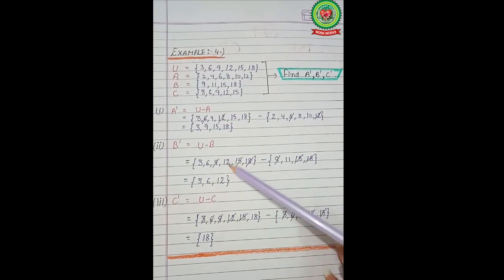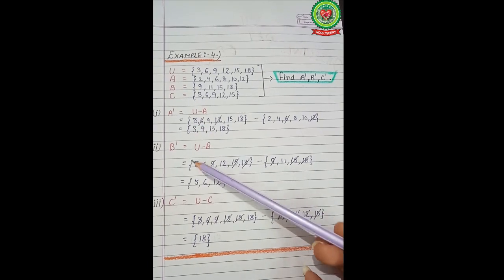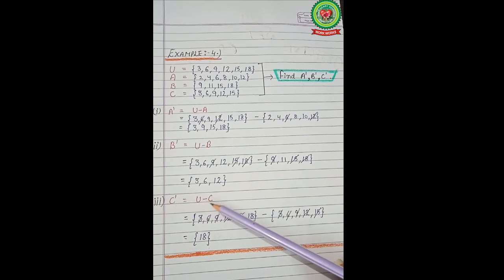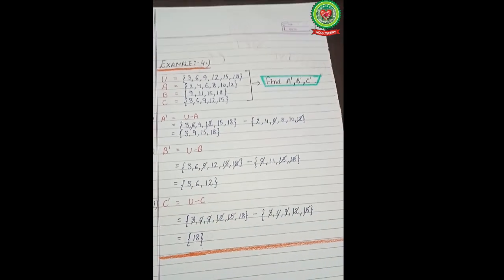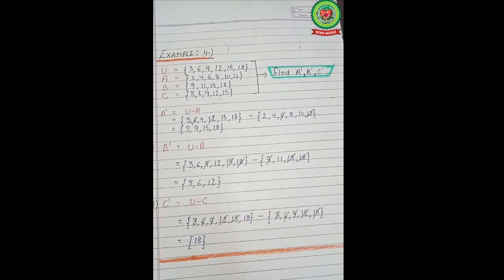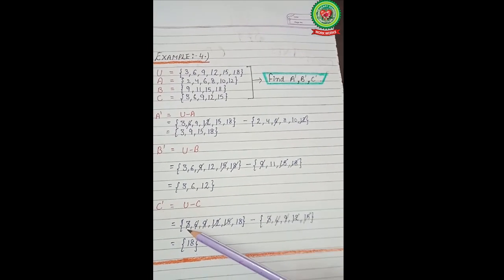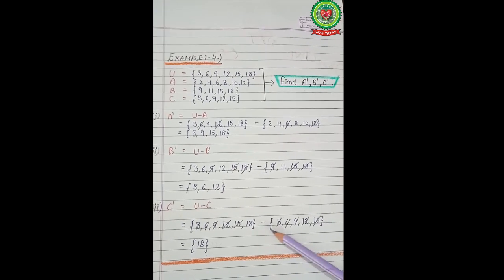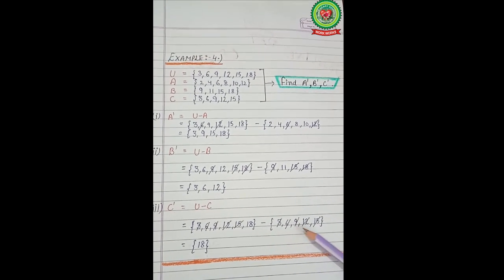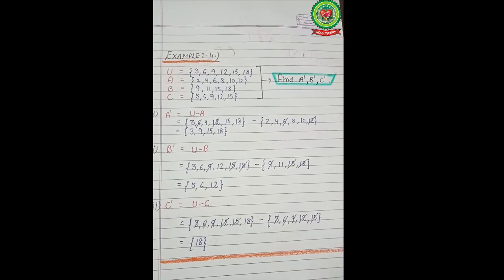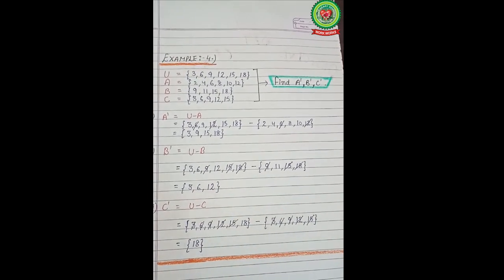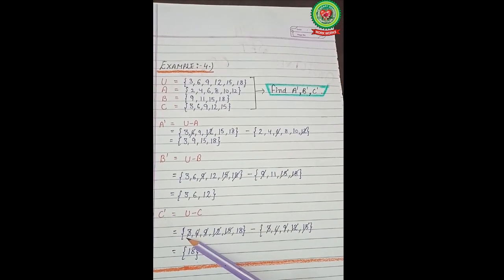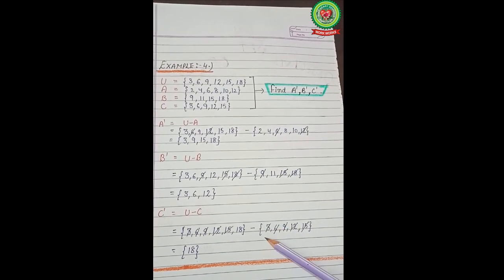So next is C complement. In the same way you have already found A complement, B complement. So here also you will write C complement is equal to U minus C. So U minus C means universal set minus C set. So what is the universal set? 3, 6, 9, 12, 15, 18, right? Minus 3, 6, 9, 12, 15. So now you will cut all the elements which are common in both the sets. So here you can see that 3 is in the universal set, also in the C set. So you will cut them.